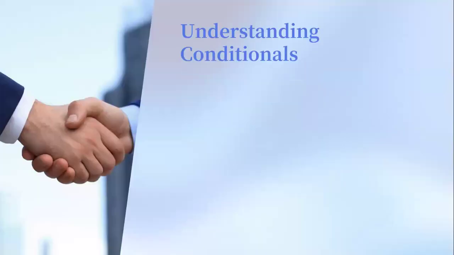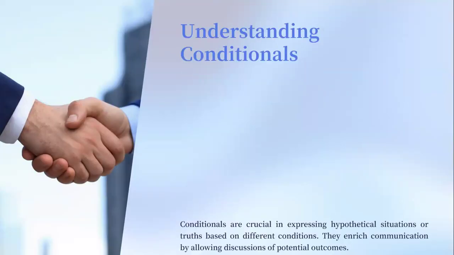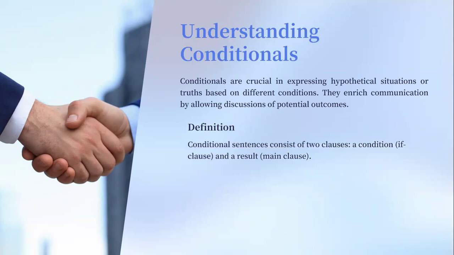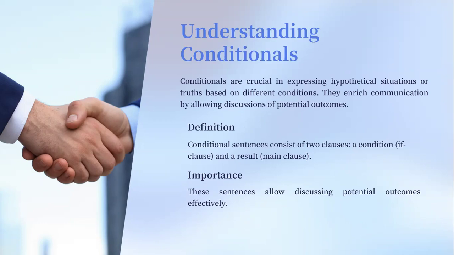What are conditional sentences? Conditional sentences usually have two parts. Number one, the if clause, and number two, the main clause. The if clause is basically the condition, and the main clause is basically the result. So, in this way, we can say that conditionals are used to talk about real or imaginary situations or their consequences. Conditional sentences are super useful in daily speech and writing.